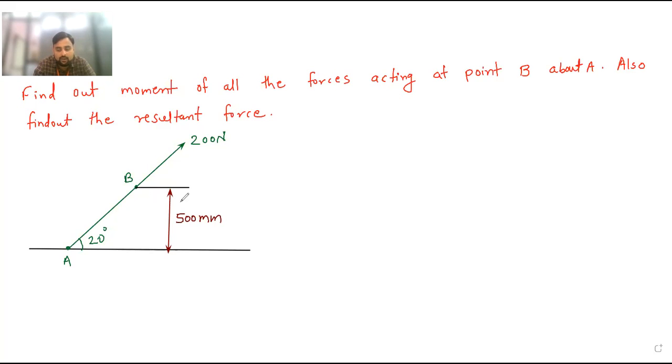So find out the moment of all forces at point B about A. Also find out the resultant force. So you have to find out the resultant force also, and you have to tell what is the moment of force about point A. So how we are going to solve this?